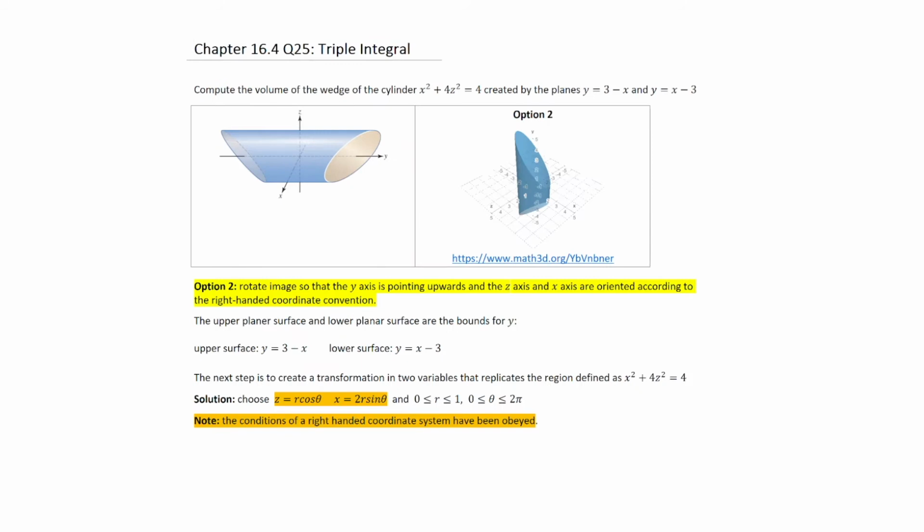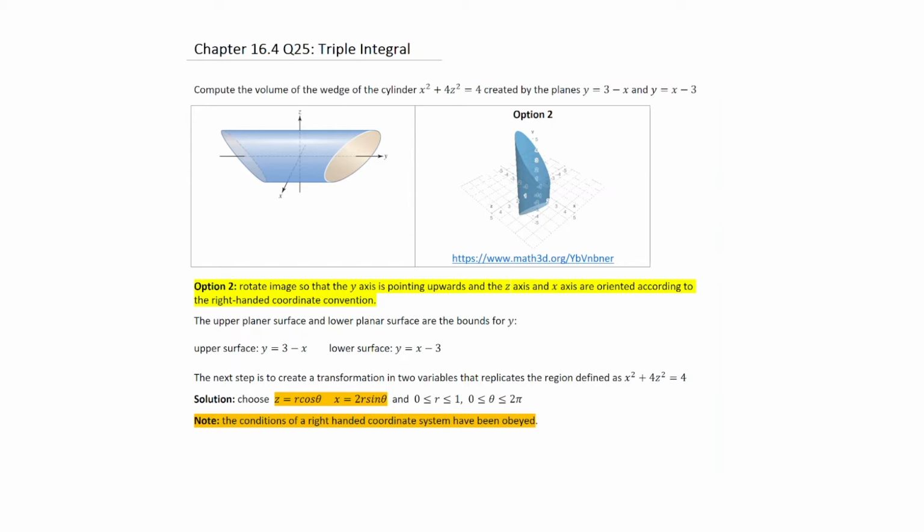Okay, so now we're going to revisit a problem that we looked at when we dealt with triple integration using Cartesian coordinates. I'm going to take the problem that we looked at before, but consider option 2 and see if we can formulate the problem in cylindrical coordinates rather than rectangular coordinates. So the objective is to compute the volume of the wedge of the cylinder x squared plus y squared equals 4 created by the planes y equals 3 minus x and y equals x minus 3.